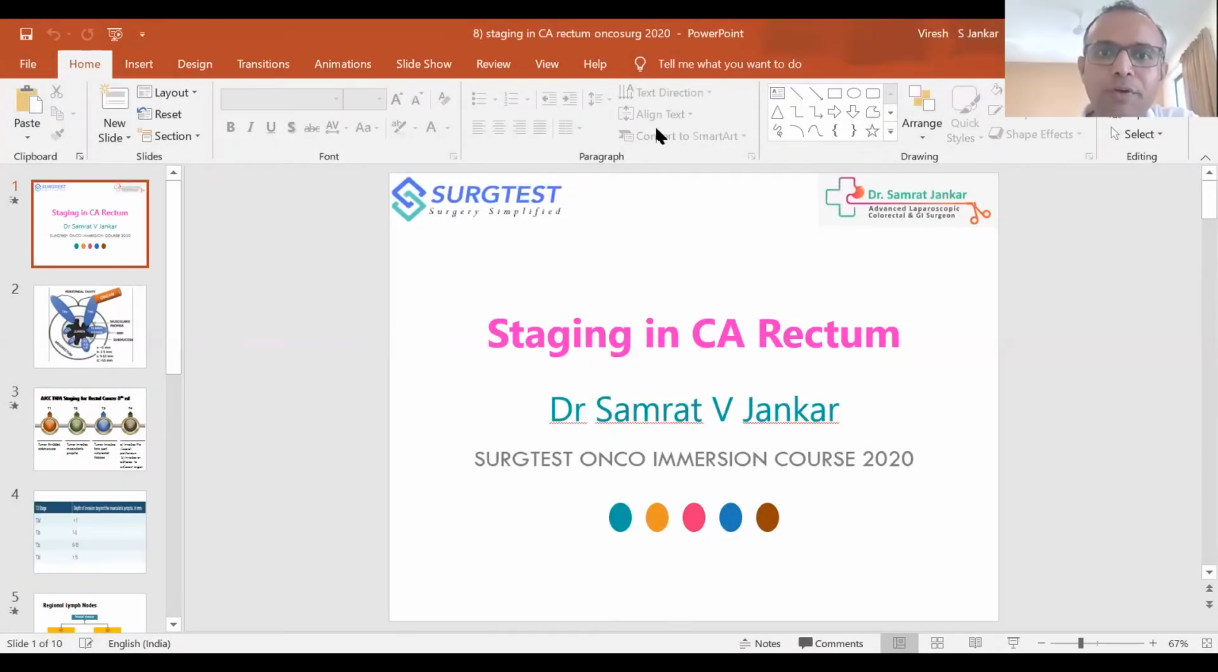So we'll go for the staging. Mainly staging is nothing but staging of colon and rectum. Along with rectum, what important things are there in the staging, we'll just quickly go through, because based on the staging only all treatment will evolve.